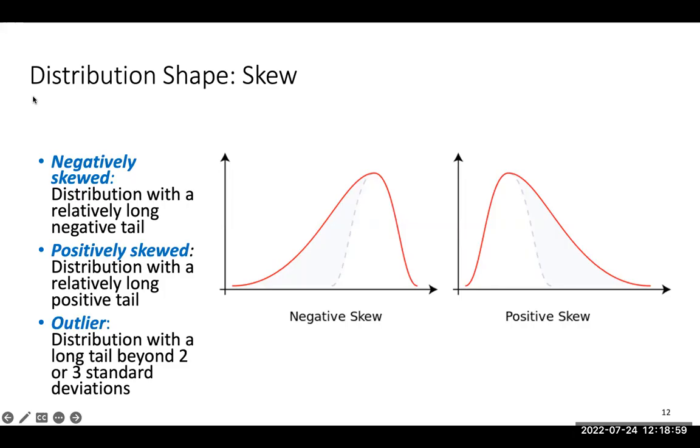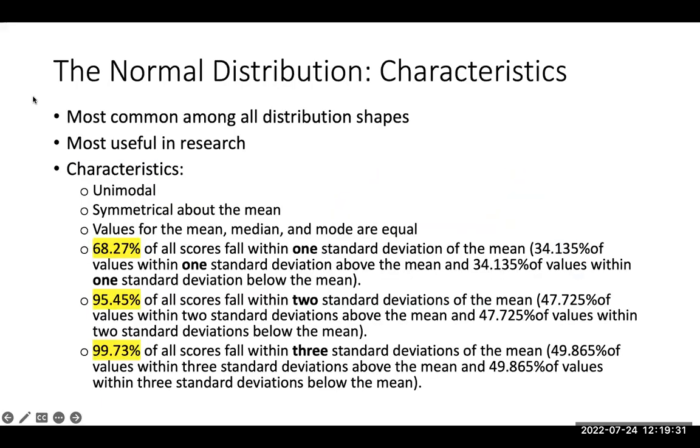These really extreme scores are called outliers. So a distribution with a long tail beyond 2 or 3 standard deviations indicates that there is an extreme score. Remember, when we talk about measures of central tendency, we try not to use the mean if we are expecting really extreme scores. Usually then we would use a median or mode, whichever one is more appropriate. But we also always have to be mindful of outliers because they really affect the mean very much. So we want to be careful of that.